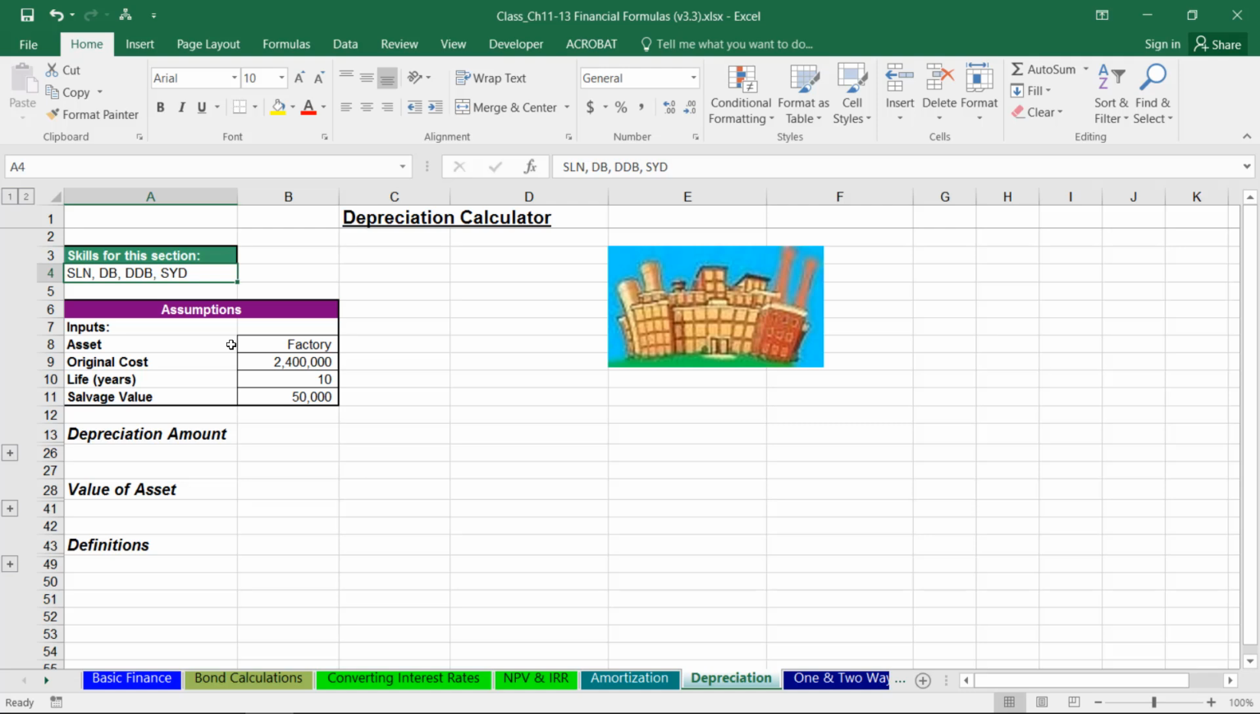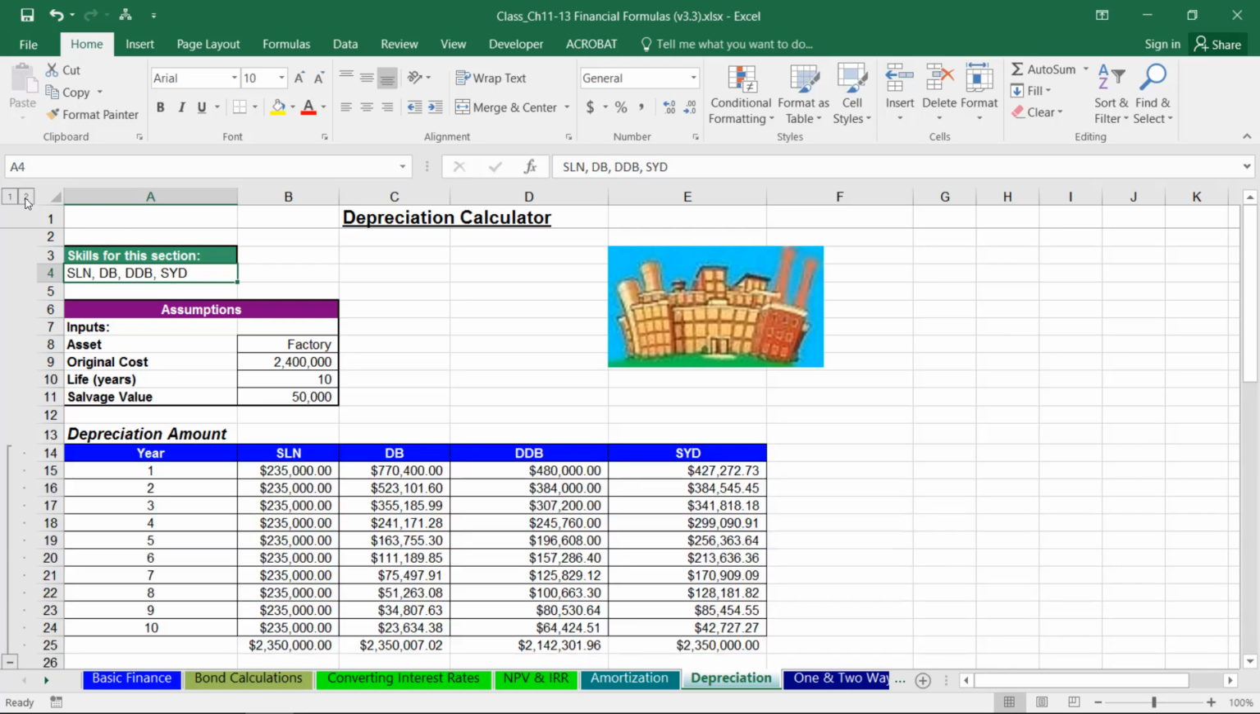In this example, we have a factory that cost us $2,400,000, 10-year life, and a salvage value of $50,000. Thus, we are going to depreciate $2,350,000 over that 10-year period.